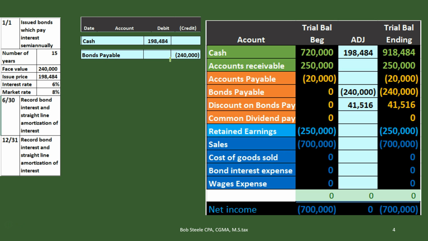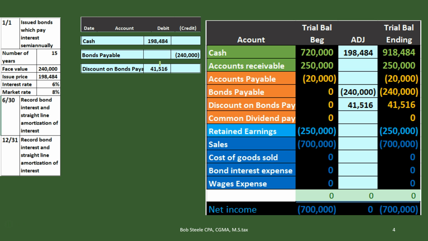So then, of course, we have a difference here. We have the cash that we received, and we've got the bonds payable, and the difference will be the discount. So the 198.484 plus the 41.516 will equal the debits of 240, which will equal the credit of 240. How do we get the 41.516? It's the 240 minus the 198.484. That's the plug that we need in order for the debits to equal the credits.